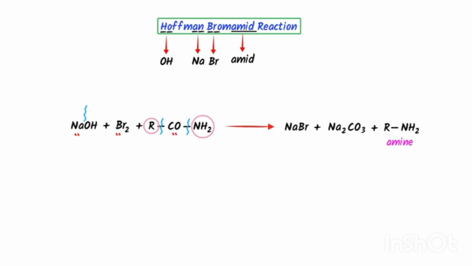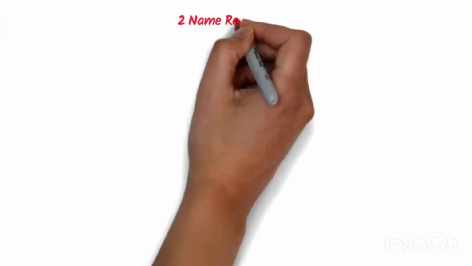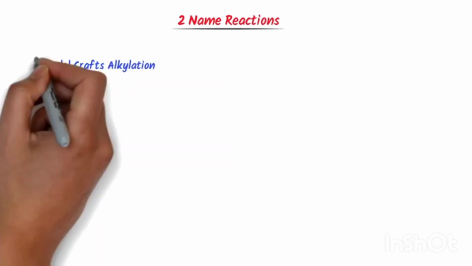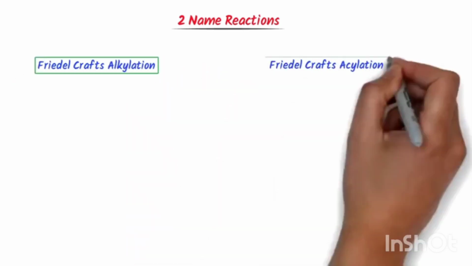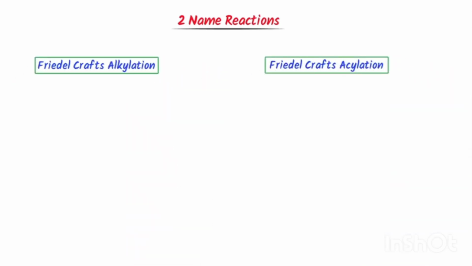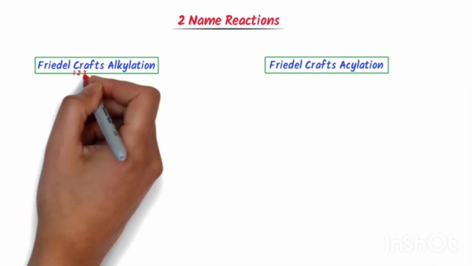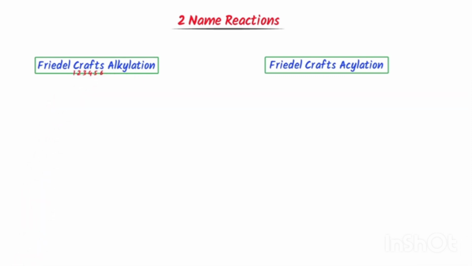Thus note it down. Now let me teach you two more reactions like Friedel-Crafts alkylation and Friedel-Crafts acylation. Well, I always count the letters of Crafts: 1, 2, 3, 4, 5, 6. These 6 letters remind me of the 6 carbons of the benzene ring. So I write here the benzene ring.